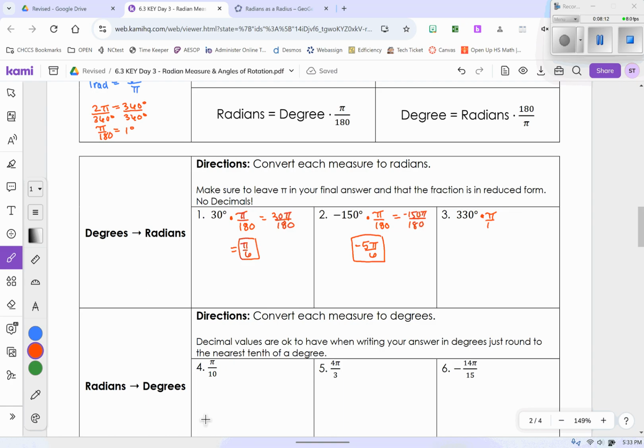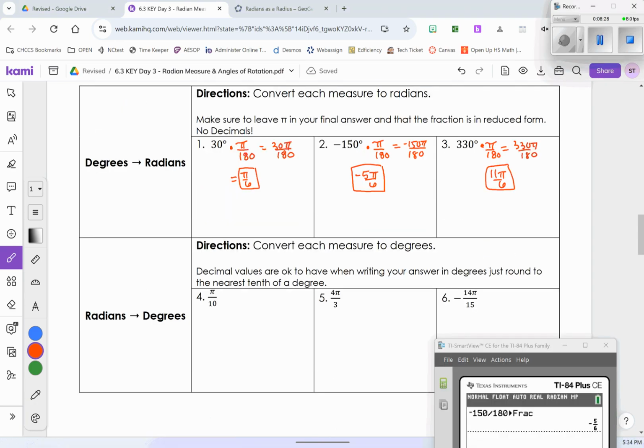So 330 times pi over 180 gives me 330 pi over 180, and you could do this again in your calculator, or 33 over 18, you're taking out 3 from both to get 11 pi over 6. So those are our radian measures.